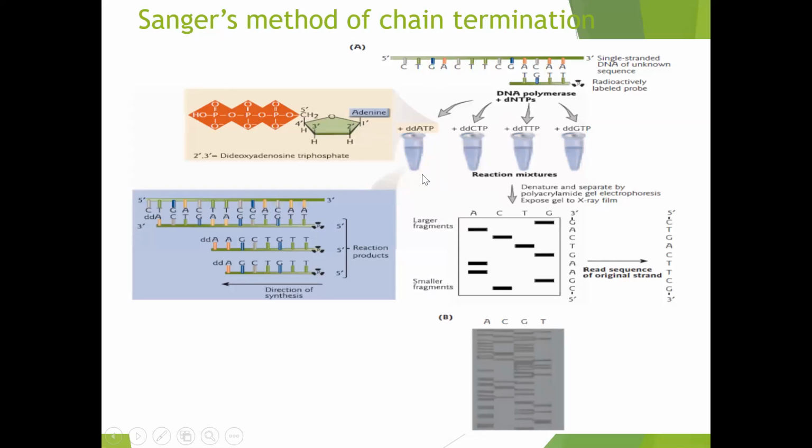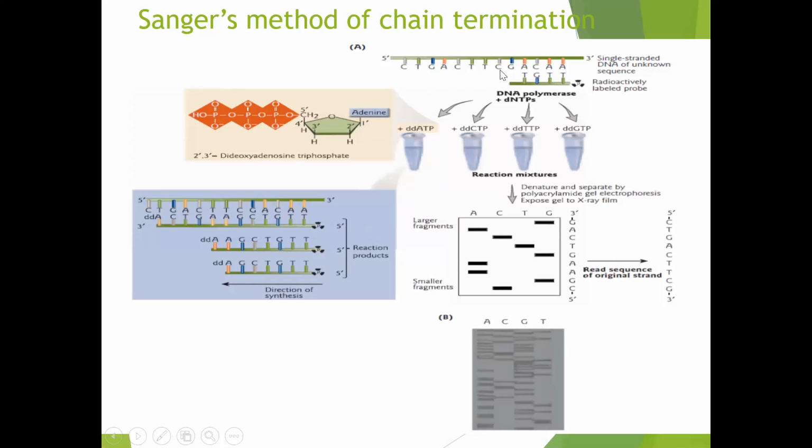So in that case, when you use the chain terminator ddATP, the ddATP can possibly get incorporated wherever there is T in the sequence. So how many T's are there in the sequence? From here you need to consider. So 1, 2, 3 positions, there is T present in the sequence. That means there are 3 possible or potential termination sites in this sequence.